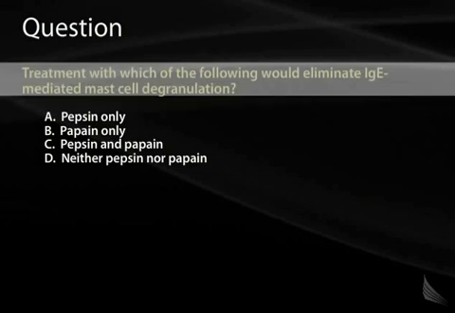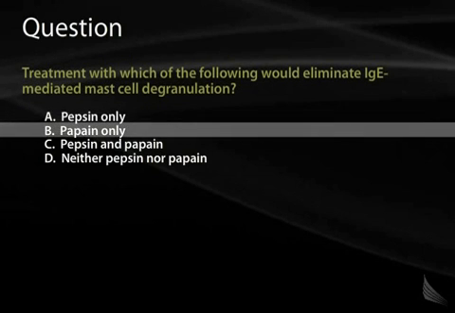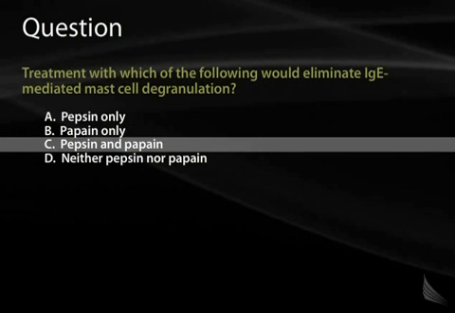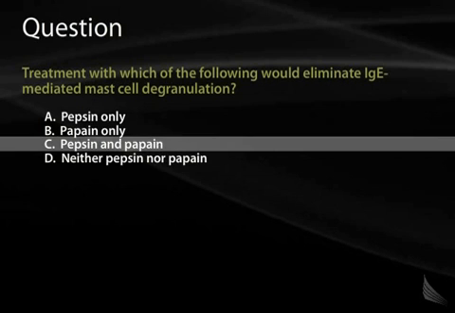So, a question for you. Treatment with which of the following would eliminate IgE-mediated mast cell degranulation? A. Pepsin only, B. Papain only, C. Pepsin and papain, or D. Neither pepsin nor papain? And the answer here is C. Pepsin and papain. Why both of them?